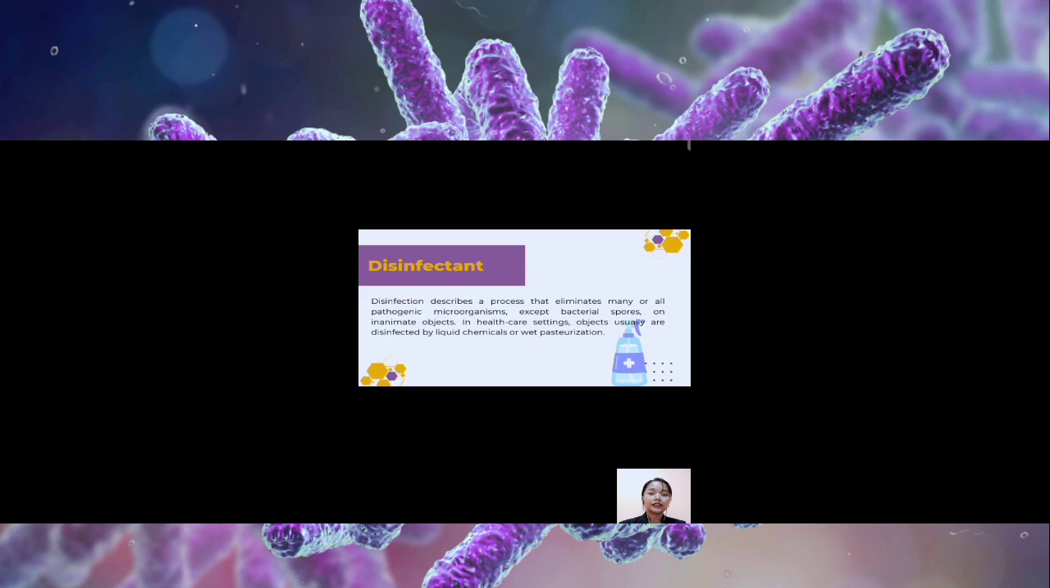So let's go now to the disinfectant. Disinfection describes a process that eliminates many or all pathogenic microorganisms, except bacterial spores, on inanimate objects. In healthcare settings, objects usually are disinfected by liquid chemicals or wet pasteurization. Disinfection does not necessarily kill all microorganisms, especially resistant bacterial spores. So it is less effective than sterilization. So moto siya, mas less ang disinfection, mas less siya o kanang effect sa sterilization.